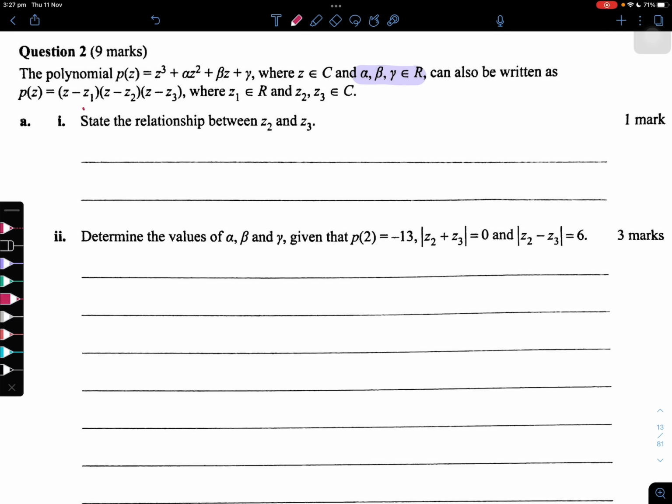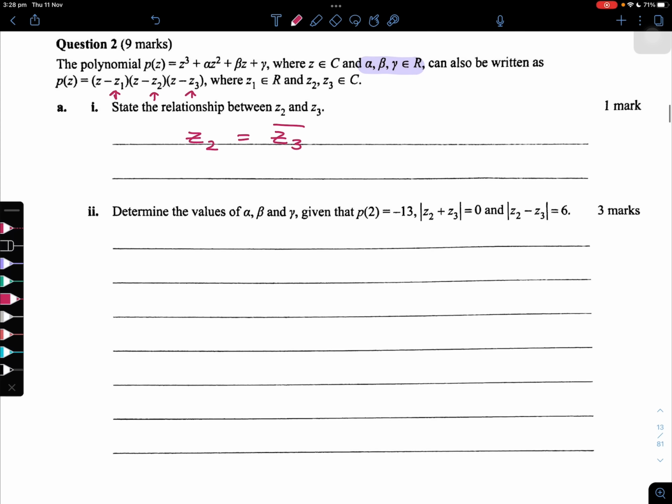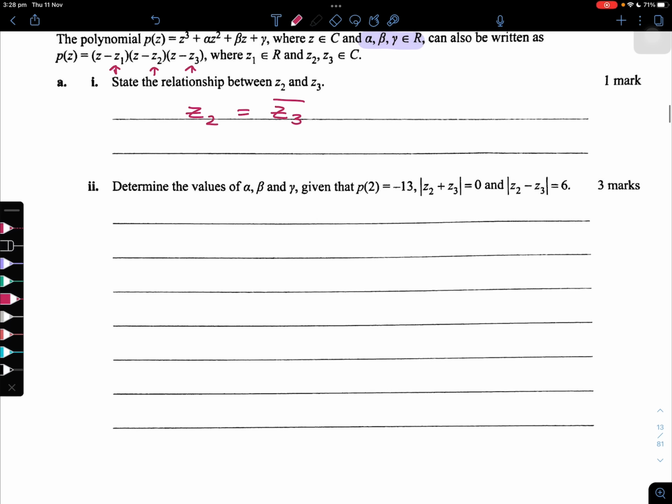So here, if we know that this is real, that this is a complex number and this is a complex number, they need to be conjugates of each other. So here your answer would be z2 is equal to the conjugate of z3. And it doesn't matter which way you write that. You could say z3 is the conjugate of z2. Now it says determine the values of alpha, beta, and gamma given that, okay, we have a bunch of conditions. Okay, what I'm first going to use is this.